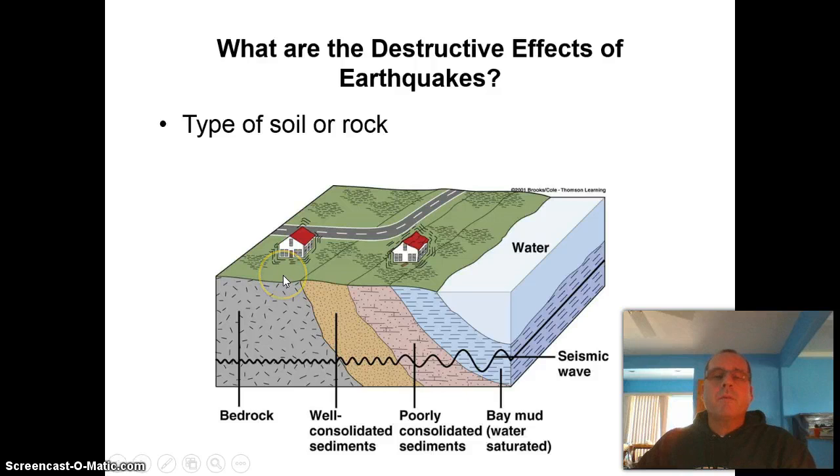If you're on top of bedrock, it's going to be less of a shake. If you have well consolidated, that means fairly well packed soil, it's going to be less of an impact. Poorly packed soil or consolidated sediments, your house is going to shake more. And then if you're on a bay, mud, water saturated, sand like us near the coast, shaking is going to be even more intense. So the type of soil or rock affects an earthquake. So what else would affect us in an earthquake?